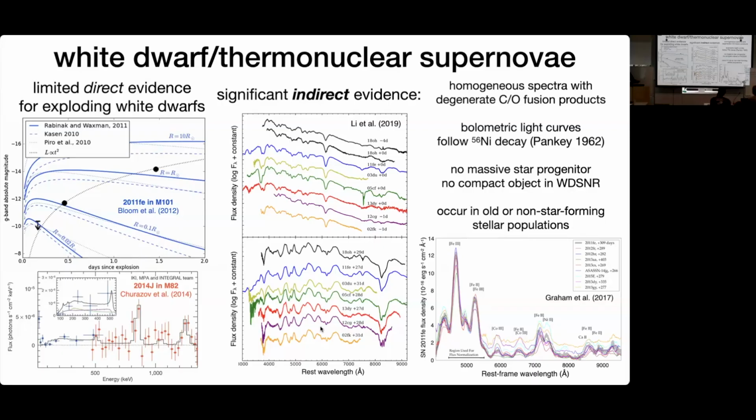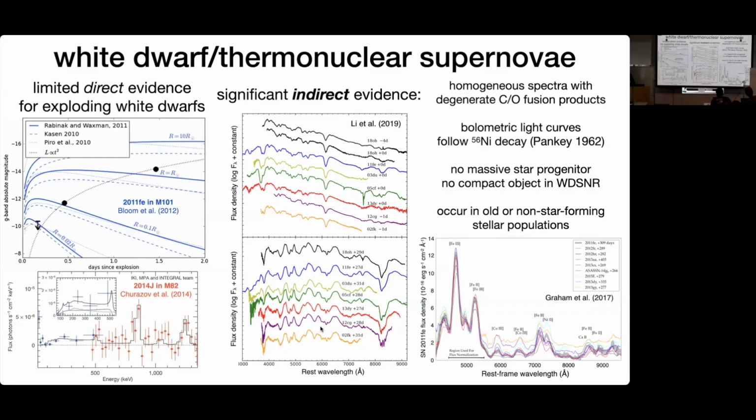When we look at where these type 1As go off, we don't see any massive star there, unlike core collapse supernovae. We look at supernova remnants, I'll show you that, and we don't see some compact leftover object, right? Like a neutron star, a pulsar, or something like that. So again, that would be consistent with a white dwarf exploding.